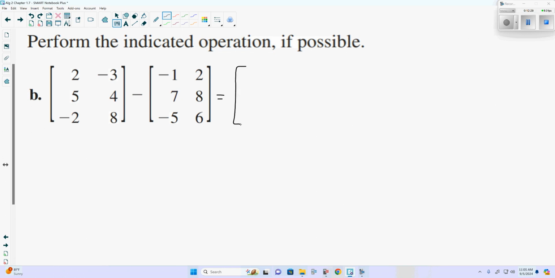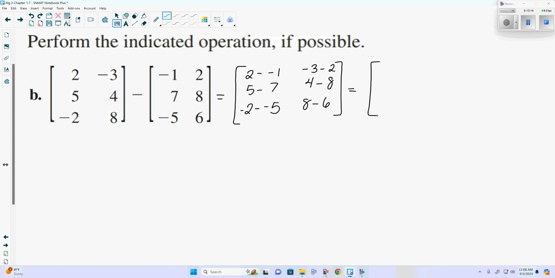So this next one, we have a 3 by 2, and we have a 3 by 2, yes? So we're going to subtract, and we can subtract the corresponding elements. So the first one we'll have is 2 minus negative 1. Then we can say 5 minus 7. Then we'd have negative 2 minus negative 5. The next one we have is negative 3 minus 2. Then we can say 4 minus 8, then 8 minus 6.